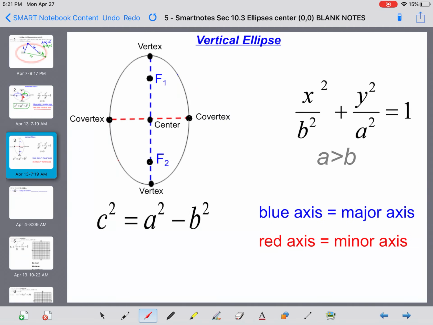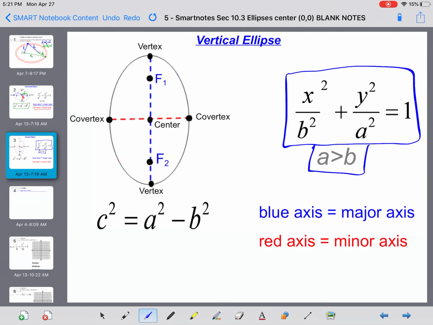That's horizontal. Now look at a vertical. Vertical because it goes up and down more than it goes left and right. Not much changes here. The only difference, same equation, but look what happens. The a squared and the b squared are flipped. A is still bigger than b.